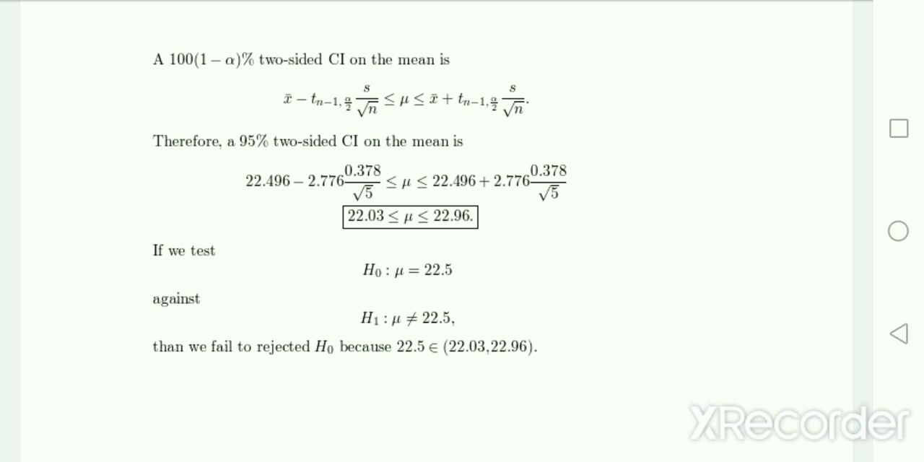Already we have the result as fail to reject H naught, that is we accept H naught, mu equal to 22.5. Actually, this interval also includes that value 22.5. The 22.5 lies within this confidence interval, so both are matched. So the conclusion is accept H naught, and that H naught value 22.5 is also included in this confidence interval.